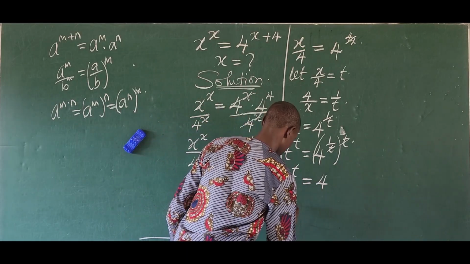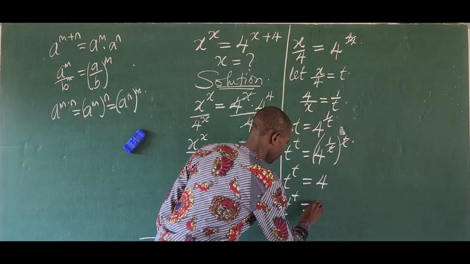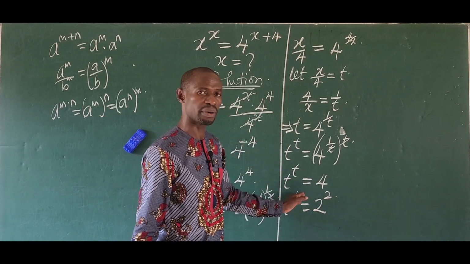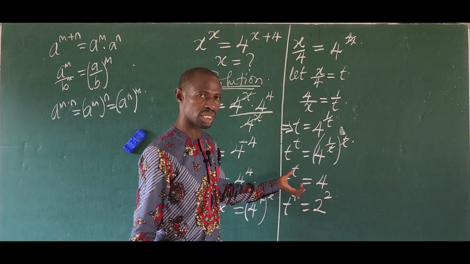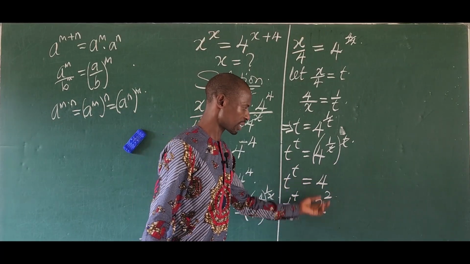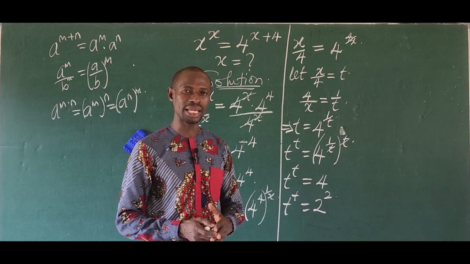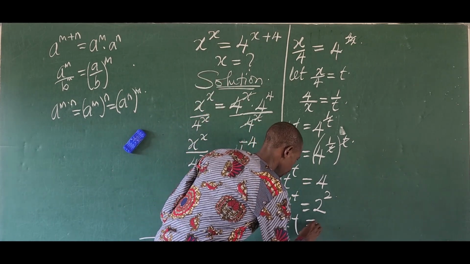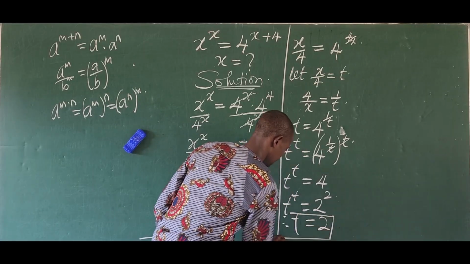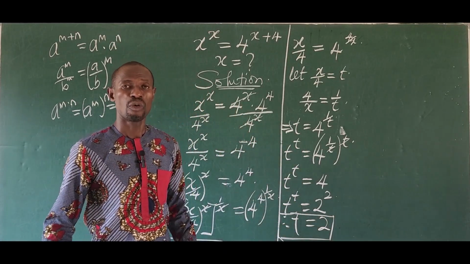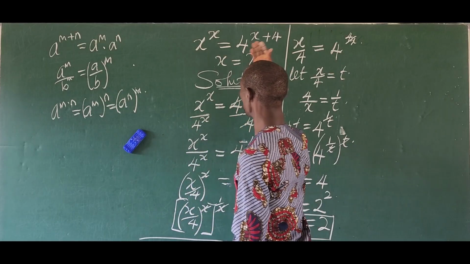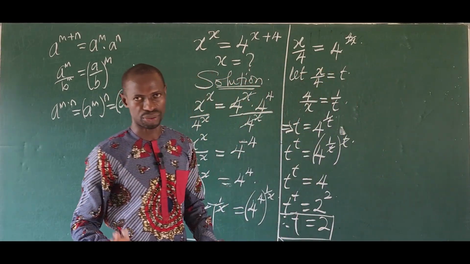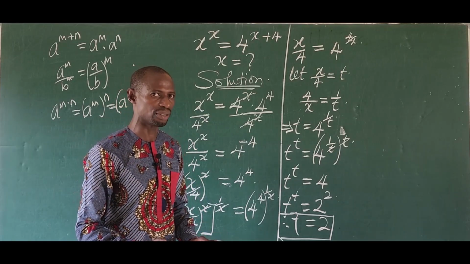So rewriting this is going to give us t to the power of t is equal to 2 to the power of 2. Look at the left-hand side of the equation, t to the power of t. This variable is raised to itself, and this constant is raised to itself. So we can equate the base, and it all means that t is equal to 2. Now let's keep this value. We do not have t in the initial equation, so we go to where we said let x all over 4 be equal to t, so that we can get the actual value.